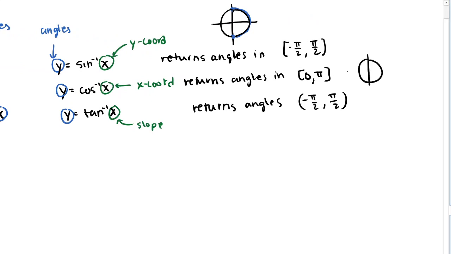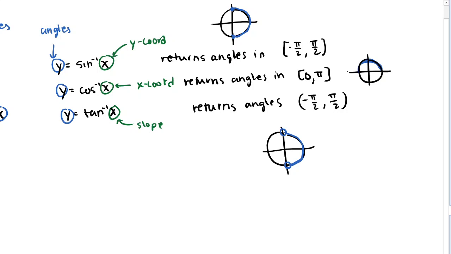Inverse cosine is going to give us back angles between 0 and pi, so angles along the top half of the unit circle between 0 and pi. And then inverse tangent is going to give us back angles between negative pi over 2 and pi over 2, but excluding the values negative pi over 2 and pi over 2 themselves.